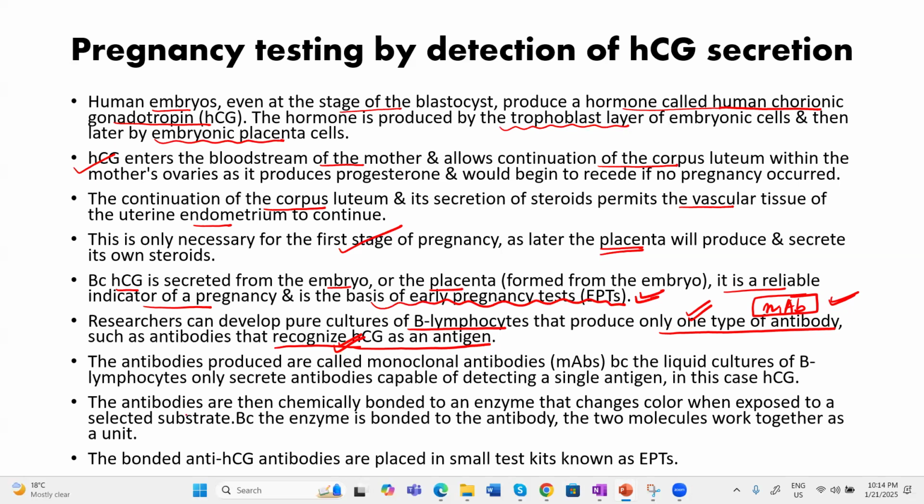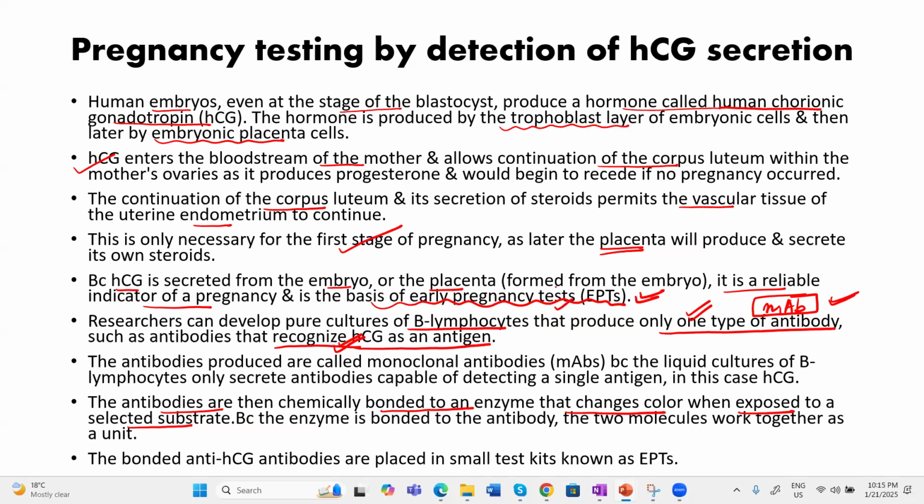Is it clear? Now, these antibodies are then attached to an enzyme which can change color when exposed to the selected substrate. And both the antibody plus enzyme will work together as a unit, and it is in the kit that is known as the early pregnancy test kit.